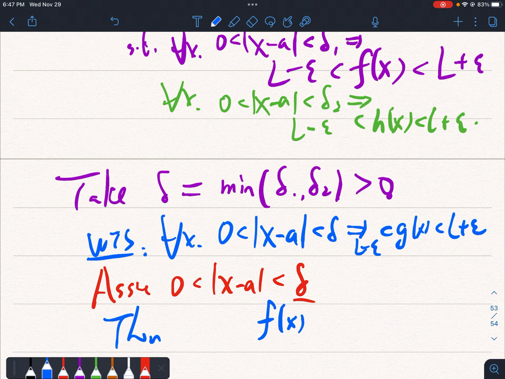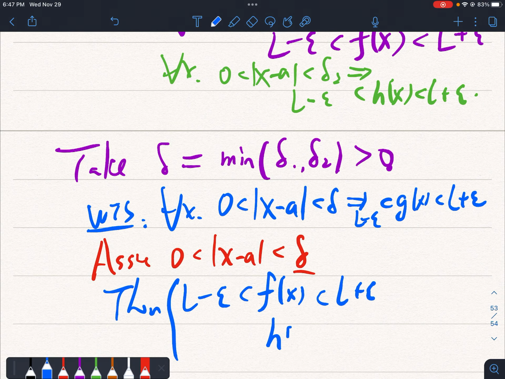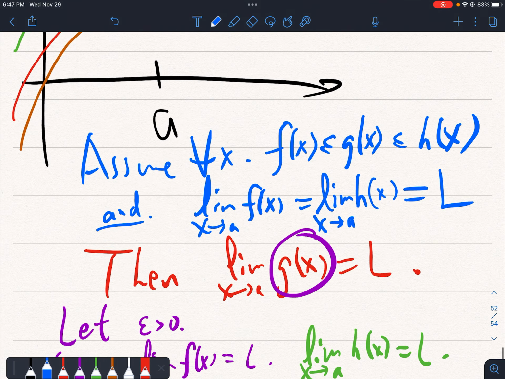The first conclusion is that this f of x will be within this interval. So it will be bigger than L minus epsilon and less than L plus epsilon. And also, this will be true for h of x. It is also bigger than L minus epsilon and less than L plus epsilon.